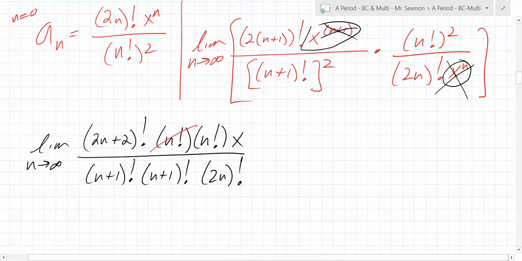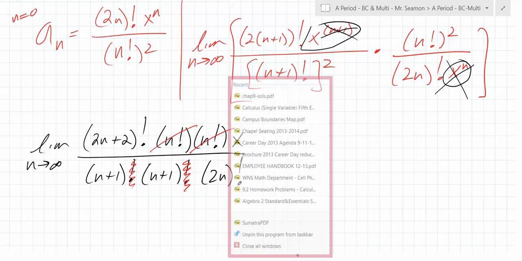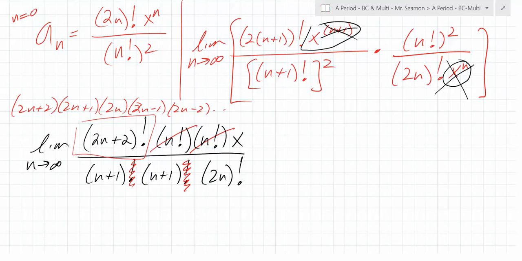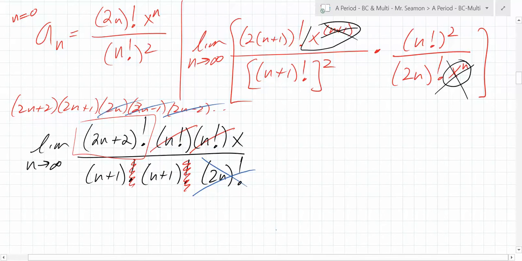So this goes away, leaving you with just n plus 1. This goes away, leaving you with just n plus 1. And then the top, I'm going to just not write it out as a separate one. That's 2n plus 2 times 2n plus 1 times 2n times 2n minus 1 times 2n minus 2, right? So what ends up canceling? Everything. That's gone because it cancels with that.